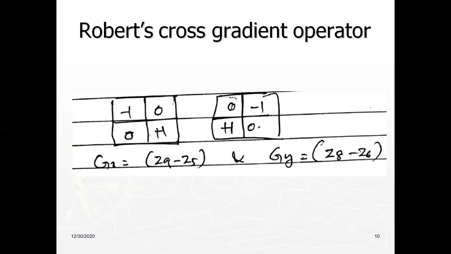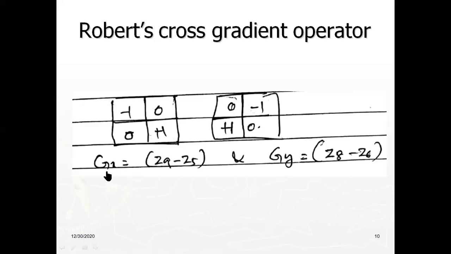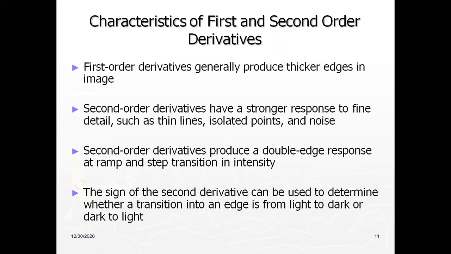While using the Roberts cross gradient operator, we consider only these 4 elements whose locations will be Z5, Z6, Z8, Z9. So accordingly, we get these equations: Gx as Z9 minus Z5. This is the location of Z5 and this is the location of Z9. And similarly, this is the location of Z8 and Z6. Students, this is how to find whether the pixels belong to an edge or not.